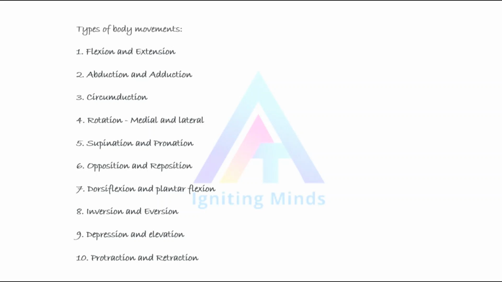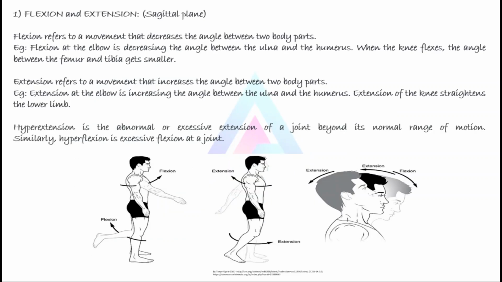Let's move on to the different types of body movements. First is flexion and extension. Flexion refers to a movement that decreases the angle between 2 body parts. Example, when you flex your elbow, you're decreasing the angle between the ulna and the humerus. When the knee flexes, the angle between femur and tibia gets smaller. Extension is opposite of flexion. So when you extend the elbow, you're increasing the angle between ulna and humerus. When you extend the knee, it straightens your lower limb.